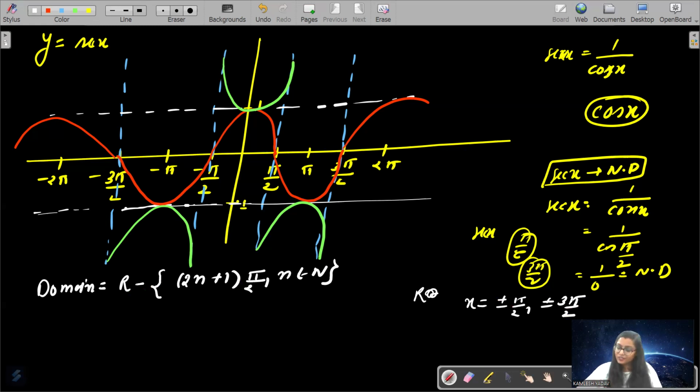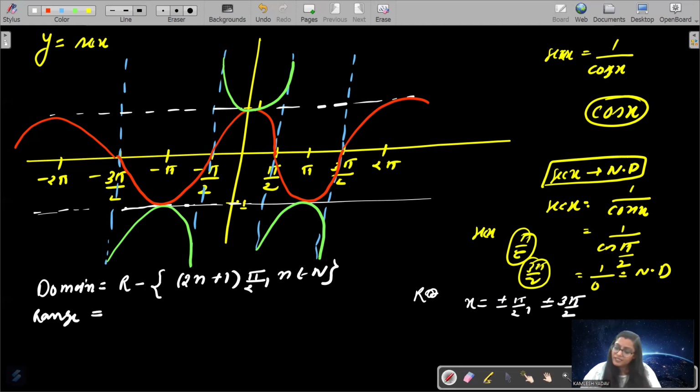So why do I write 2n plus 1 here? Because if we put x equal to plus minus pi by 2 or plus minus 3 pi by 2, at these points the function sec x becomes undefined. So when, from the set of all real numbers, we subtract the values x equal to plus minus pi by 2, plus minus 3 pi by 2, then we get our domain. Then what about the range?